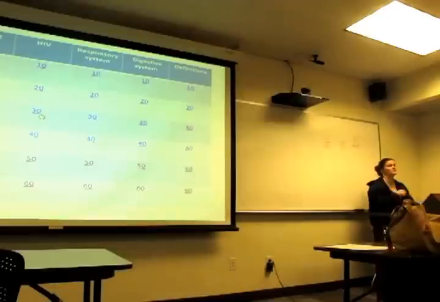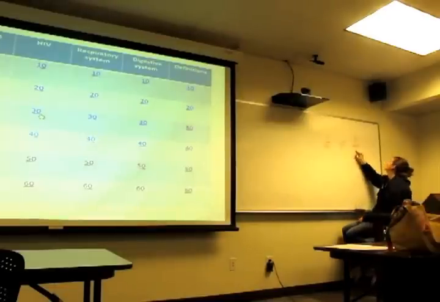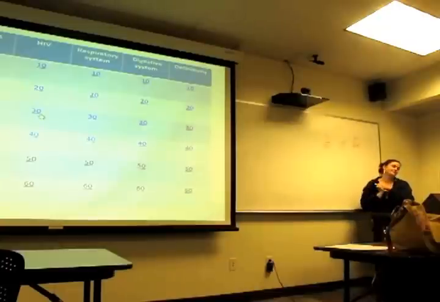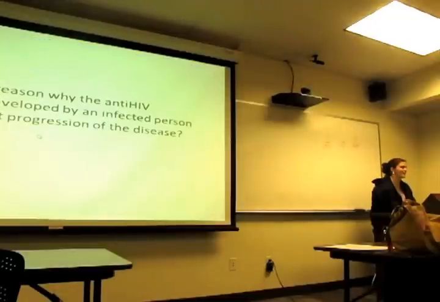Okay, that was for 40. All right, Moab. HIV for 40, since your cursor is close to it anyway. Thanks. What is one reason why the anti-HIV antibodies developed by an infected person fail to prevent progression of the disease?